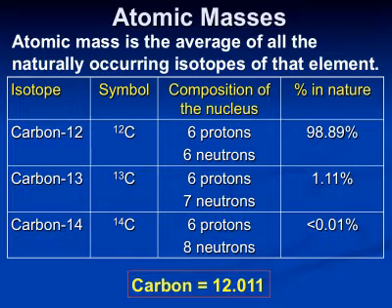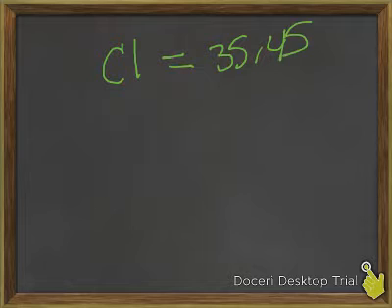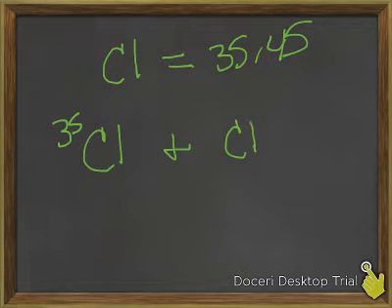So let's look at chlorine. Chlorine on the periodic table has a mass of 35.45. So chlorine exists in 2 isotopes. We have chlorine with a mass number of 35, and we have chlorine with a mass number of 36. If I asked you to comment on their percent abundance, what would you say?